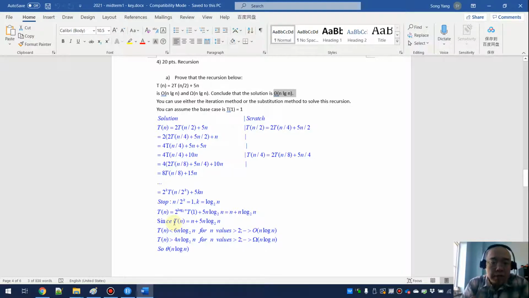And what's the c value? The c value is this 6. And what is the f(n)? f(n) is n log 2n. Okay, this is a formal proof that for this T(n), this is a big O of n log n.